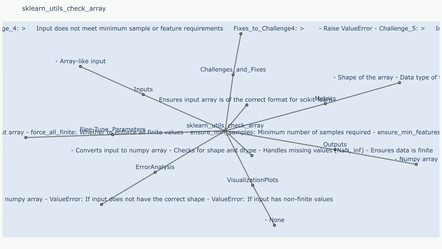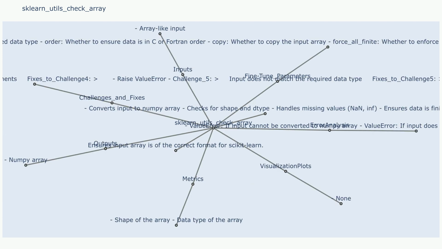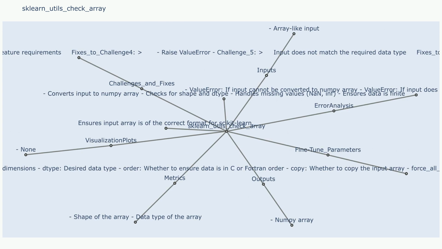Array: the input array-like object. This could be a NumPy array, a list, a pandas data frame, or a similar structure. accept_sparse: a Boolean flag indicating whether sparse matrices are acceptable as input. accept_large_sparse: a Boolean flag indicating whether large sparse matrices are acceptable. Depending on the size of the array, the function might convert them to dense. dtype: the desired data type for the input array. If not specified, the function tries to infer it from the input.